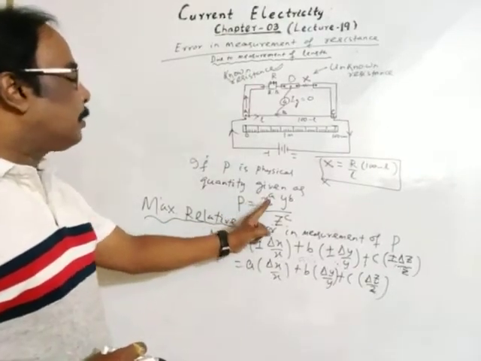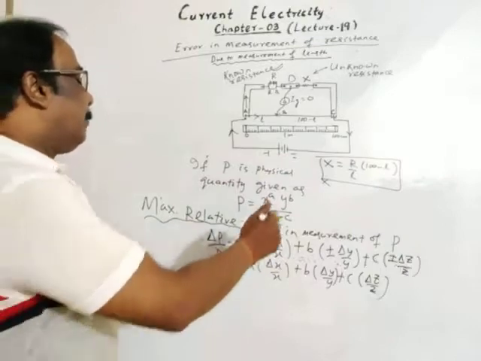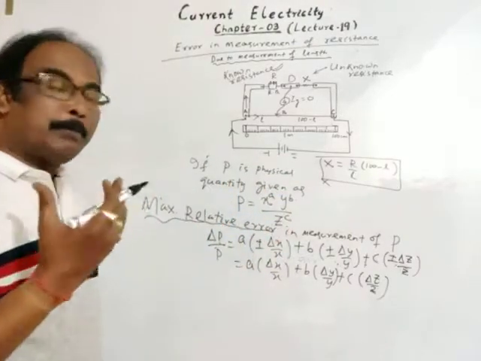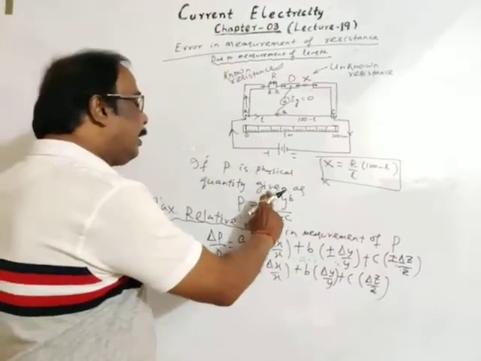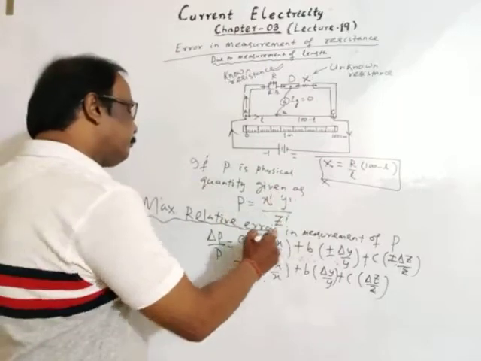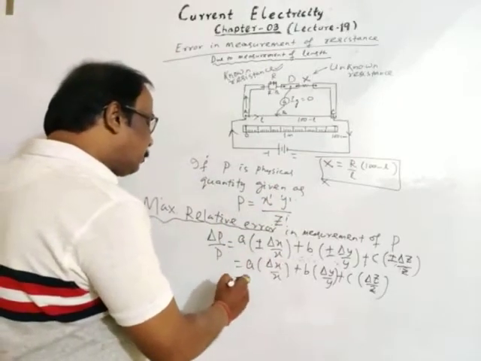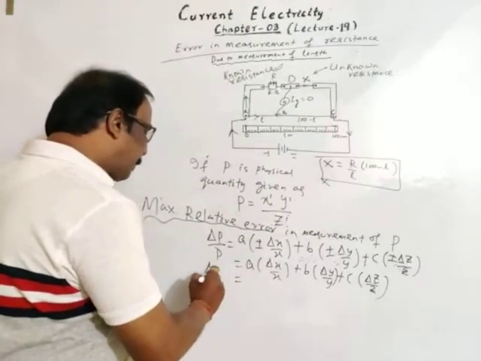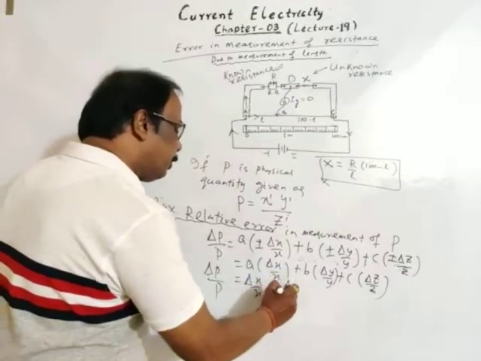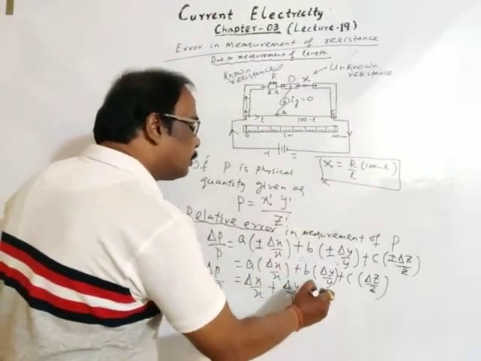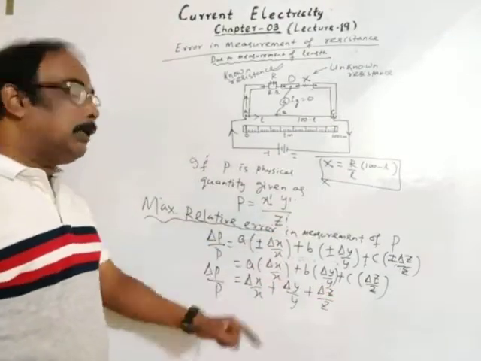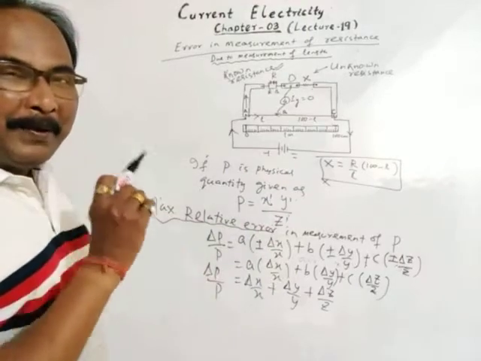Here P depends upon x, y and z. Power of x is a, power of y is b, and power of z is c. Similarly, if you take powers 1, 1, 1, then the result reduces to delta P by P is equal to delta x by x plus delta y by y plus delta z by z, since a, b, c are taken to be unity.